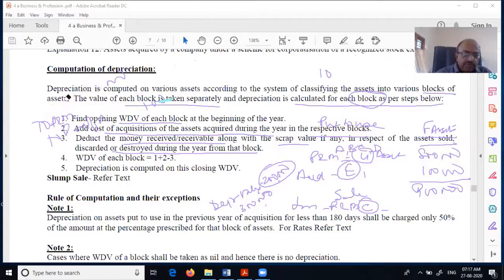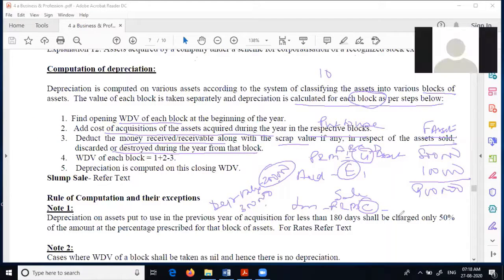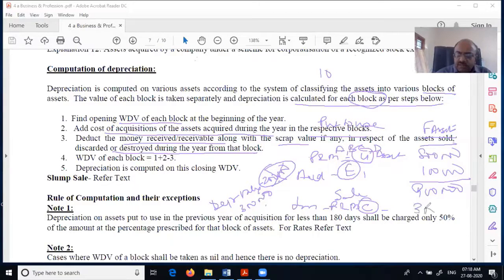This is not the way to do it. That's why I'm saying you have to forget your accounting. Here you don't have to bother how much this value is at all. Don't worry, just reduce this. That means now 6 lakhs is your balance WDV.